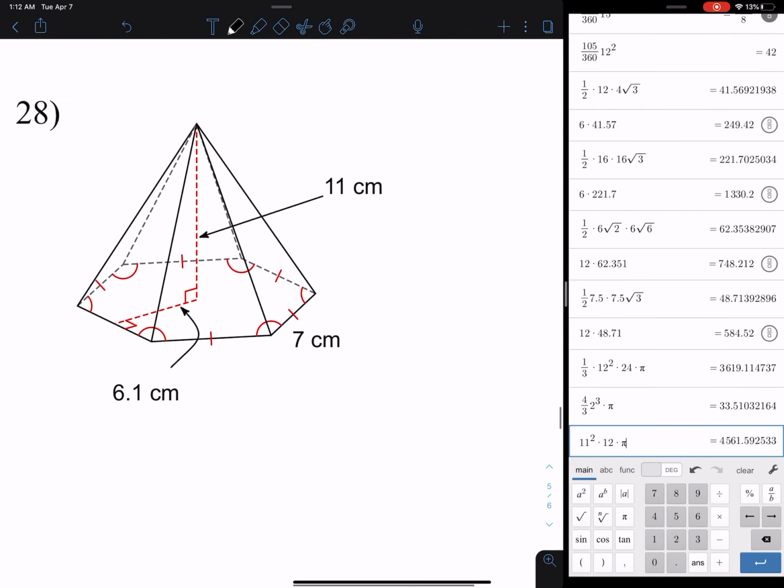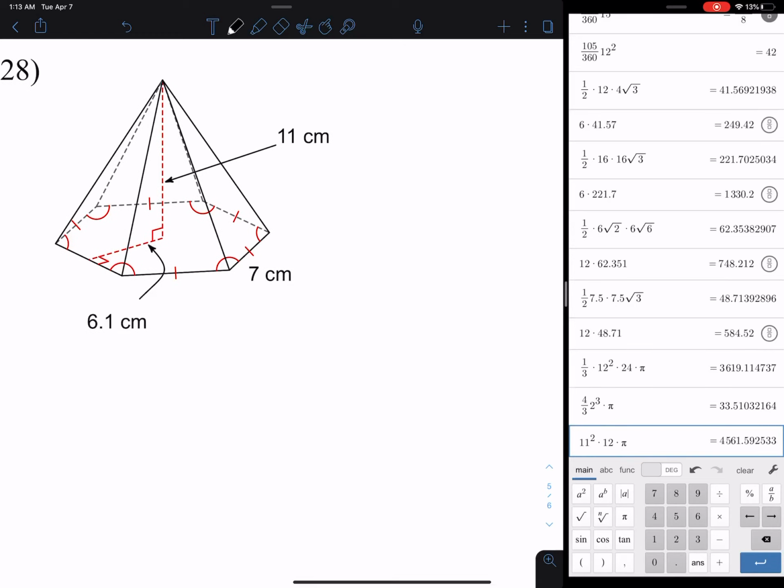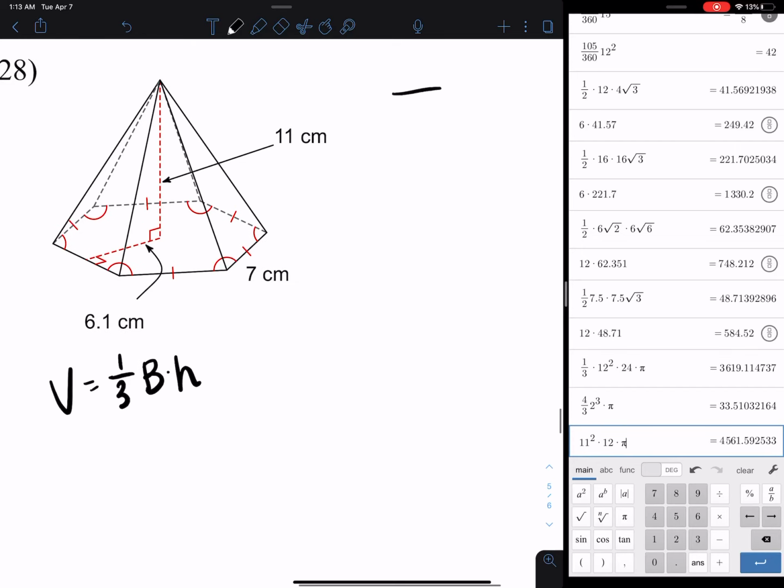This next one is a little tricky because you have to find the area of the base, and then use that to find the volume. It's a pyramid. It's a hexagonal pyramid because the base is a hexagon. So we would still do the volume is 1/3 of the area of the base times the height. So I'm going to sketch this hexagon down here. And we have the base and the height.